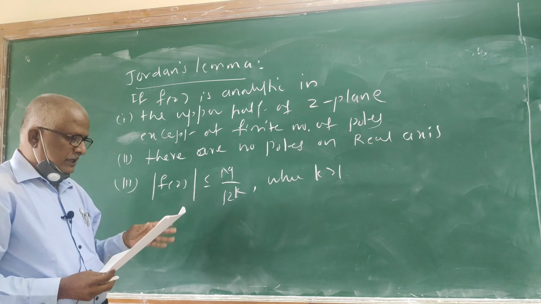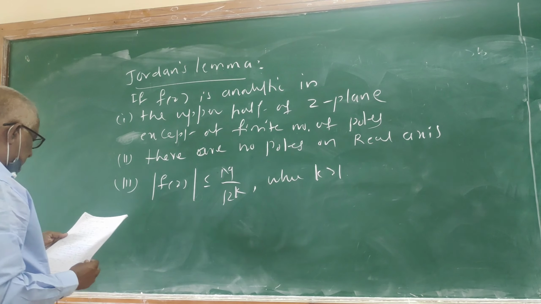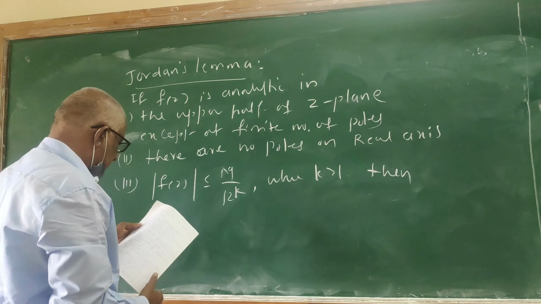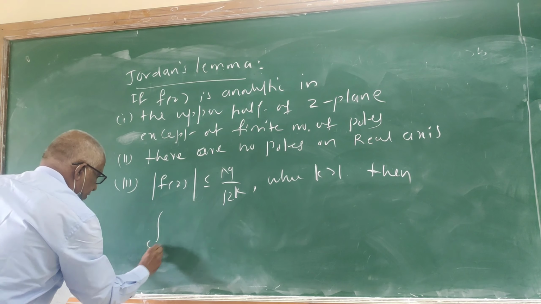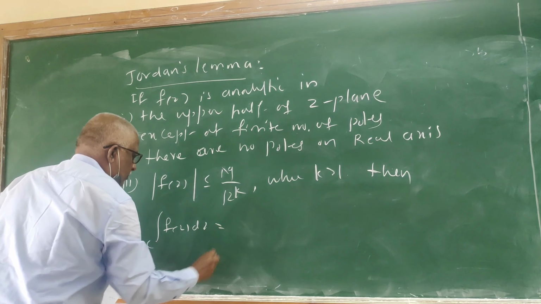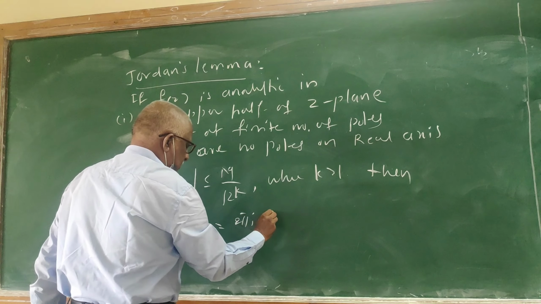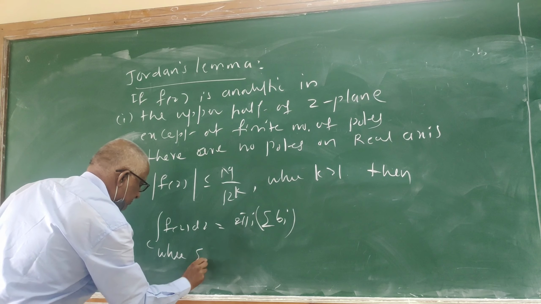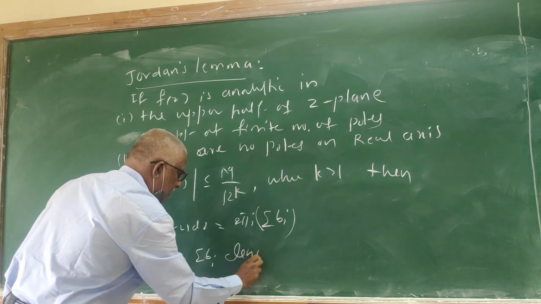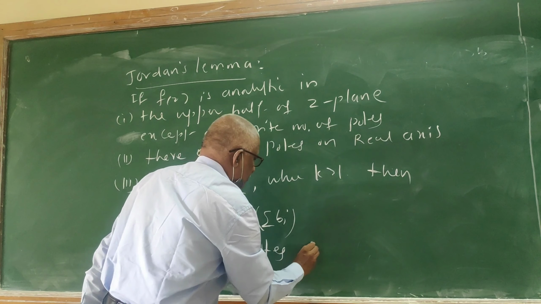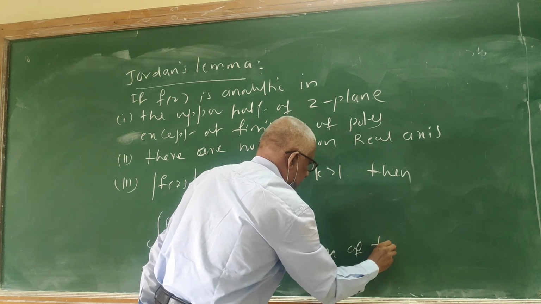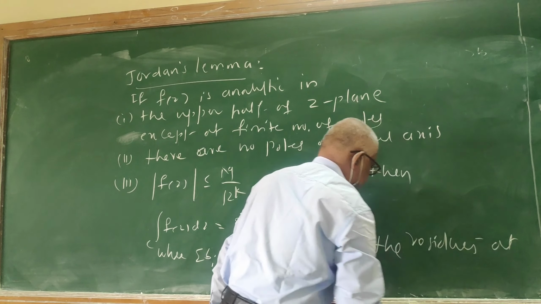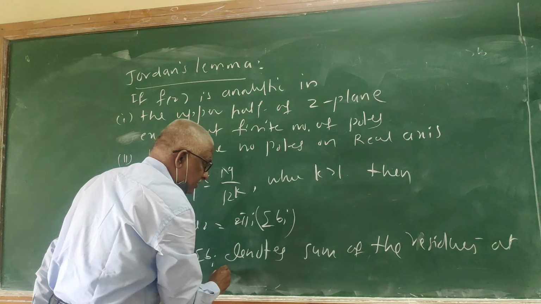So if these three conditions are satisfied, then we are able to prove the most important result. Then the integral over C of f of z is equal to 2 pi i into the sum of the residues at its poles. Sum of the residues at its poles.